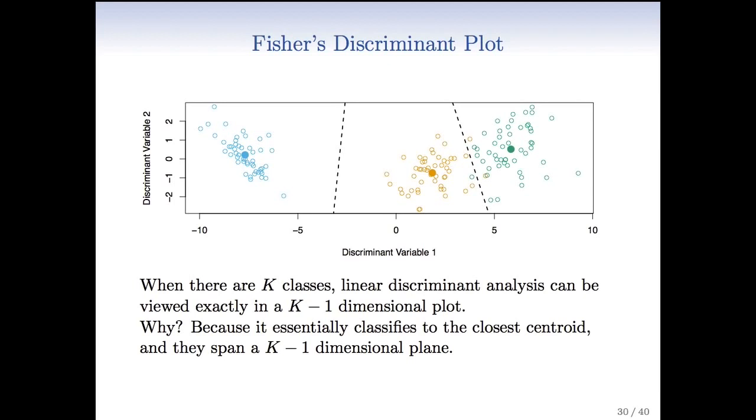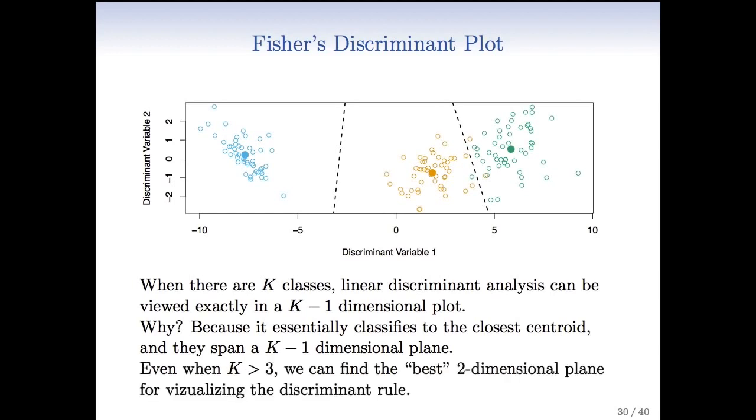And so we have 3 classes here. We can make a 2-dimensional plot, and it captures exactly what's important in terms of the classification. And when we have more than 3 classes, we can still find 2-dimensional plots. But in that case, the 2-dimensional plot doesn't capture all the information, but we can find a best 2-dimensional plot for visualizing the discriminant rule. And that's another important reason why linear discriminant analysis is very popular for multi-class classification.